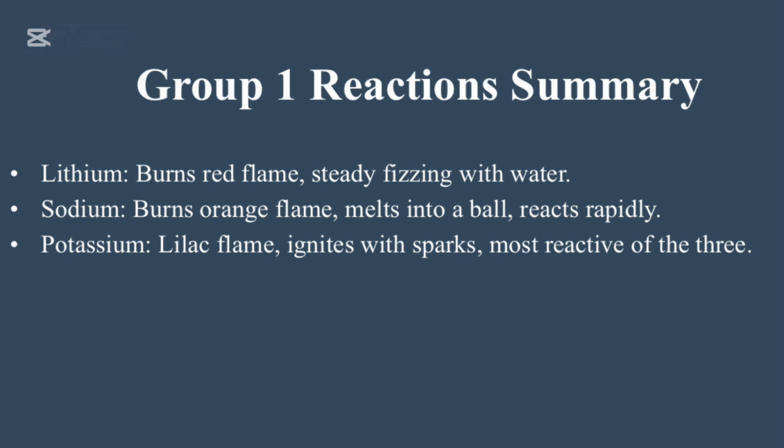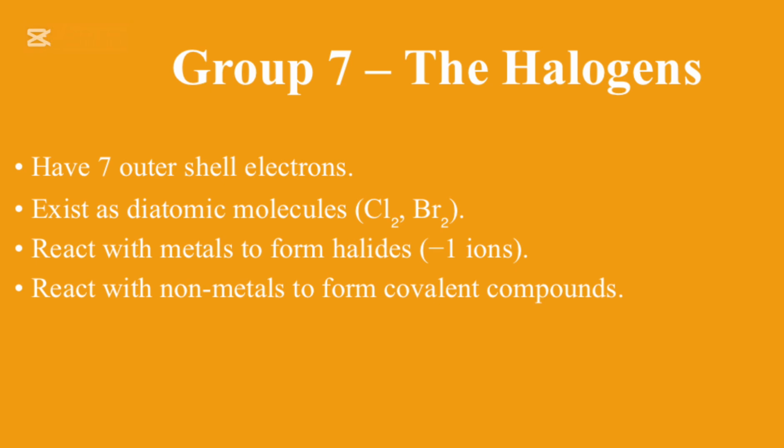Another one on our list to cover is the group 7 elements, which are also referred to as the halogens for your GCSE exam. Now the halogens have 7 outer electrons. They exist as diatomic molecules. Examples: chlorine, bromine. We also have fluorine and iodine as halogens. They react with metals to form halides, and they also react with non-metals to form covalent compounds. That is one feature of the halogens.